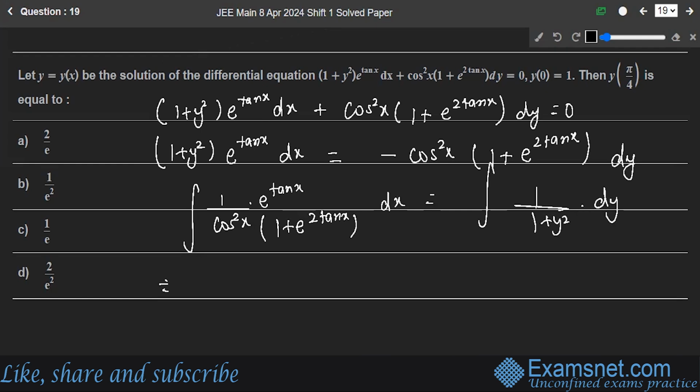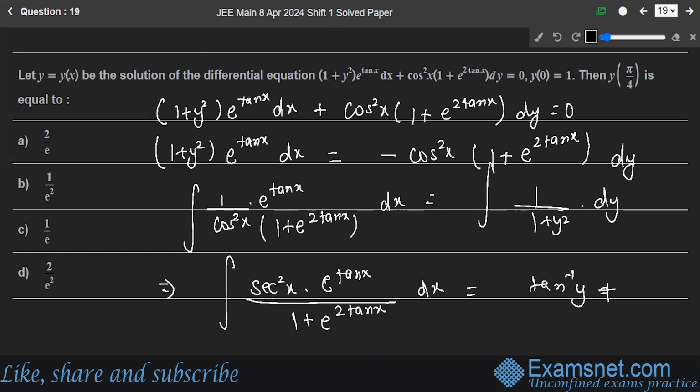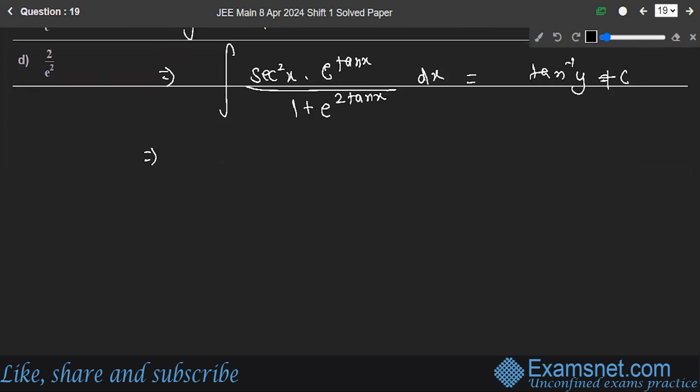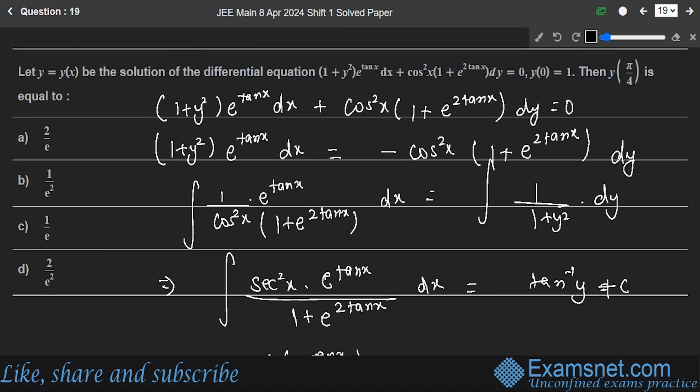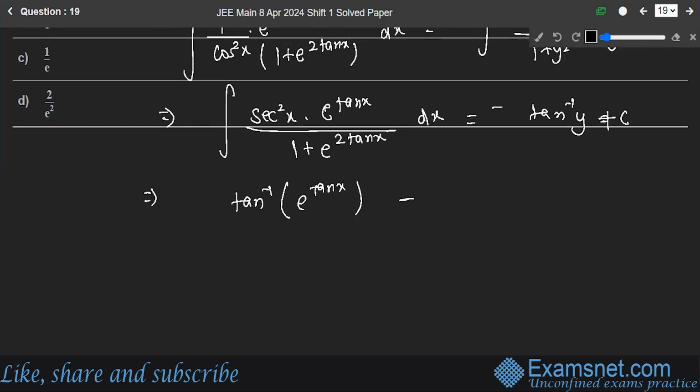Okay, so this can be written as, I'm taking cos in the numerator, secant square x e power tangent x upon (1 plus e power 2 tangent x) dx, and this integral is equal to tangent inverse y plus c. Okay, so this is the tangent inverse of e power tangent x, and here was your minus, right? I forgot to put this. Let's take it on the left hand side. This is equal to c.